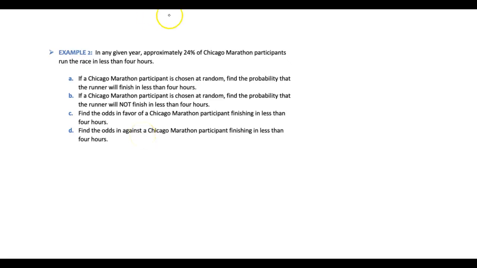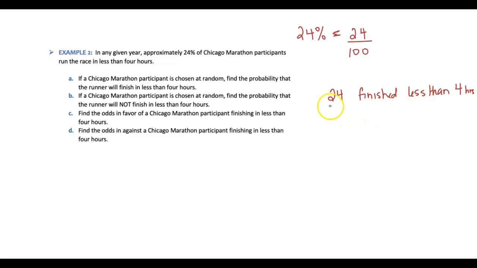Let's take that 24% and let's write that as a fraction. One way to write it as a fraction would be 24 out of 100. And then we could write that and fill in our chart. There are 24 times that a person finished in less than 4 hours. And there are 100 participants total.